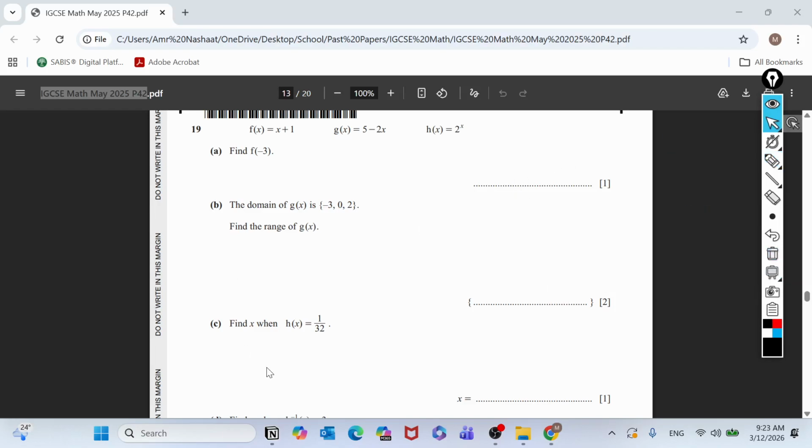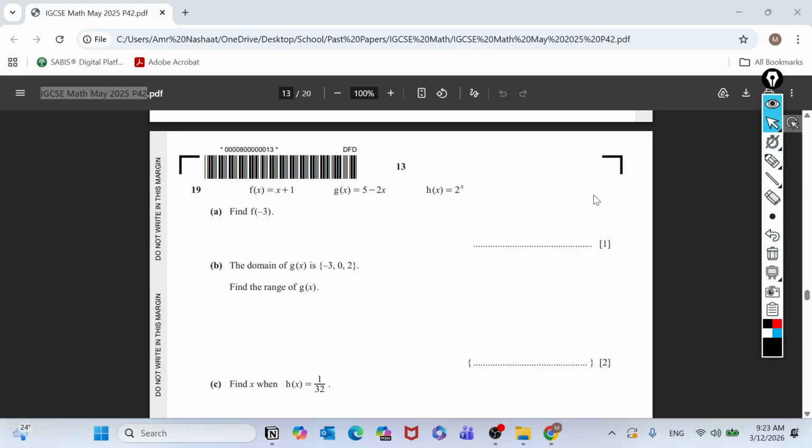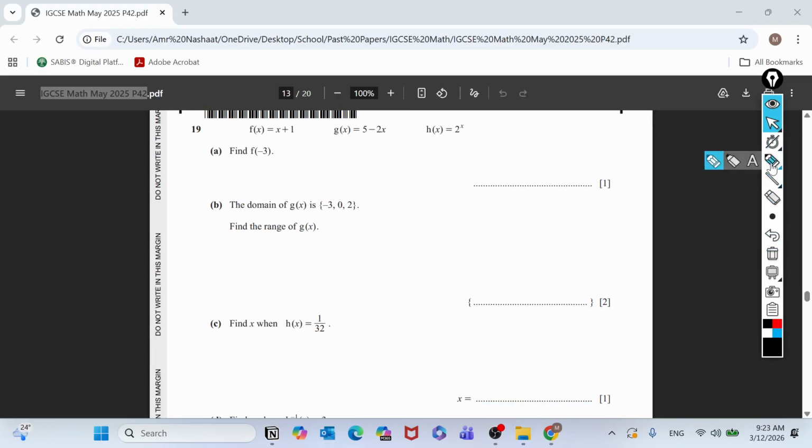Find the x when h of x equals 32. So you're gonna put this on your calc. 2 to the x equals 1 over 32. Shift solve to get x. You get x is negative 5.